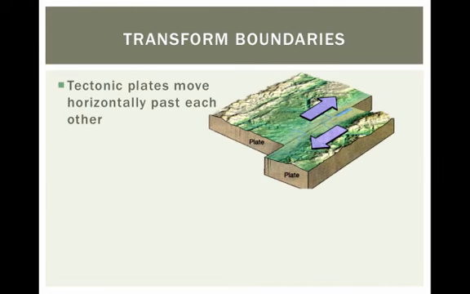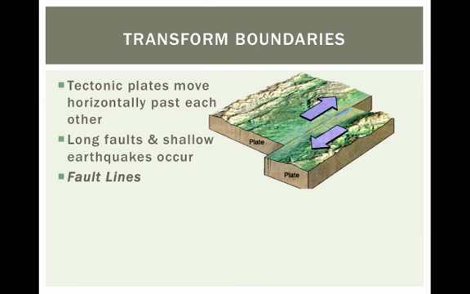And then finally we have transform plate boundaries. These are where plates aren't really moving towards or away from each other. They're just sliding past one another in opposite directions. And so these are just going to cause earthquakes. We're not going to have any volcanoes with this or any mountain building, just very strong earthquakes.